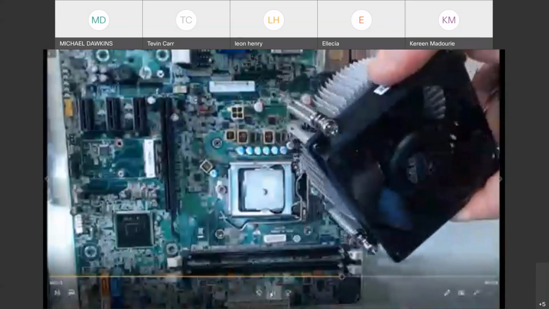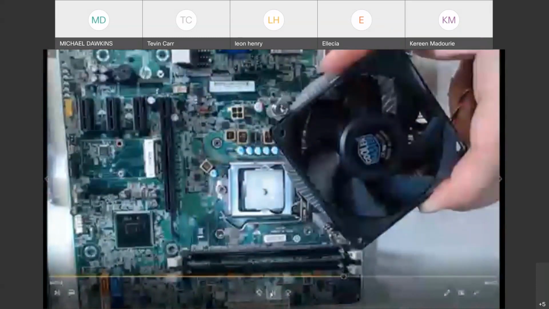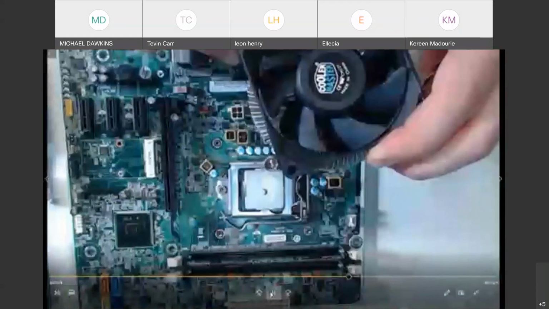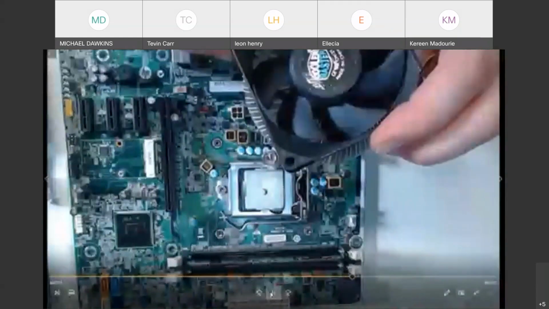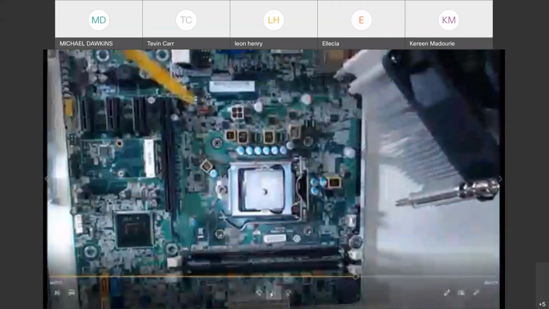As you attempt to place the heatsink on the motherboard, it may take 1 to 2 attempts to position it correctly over the screws that are going to surround our CPU.